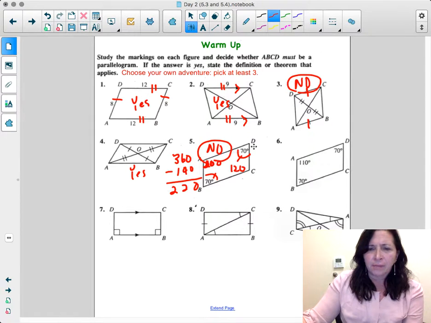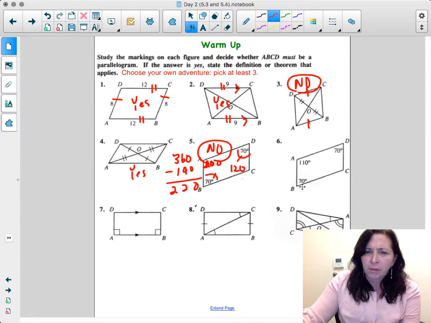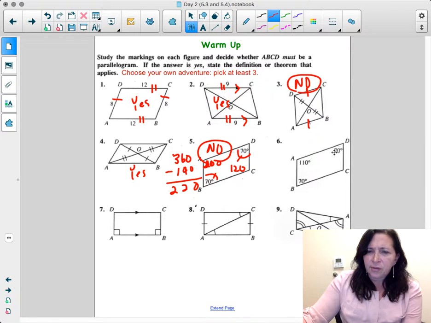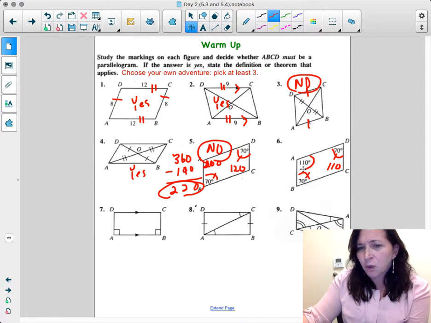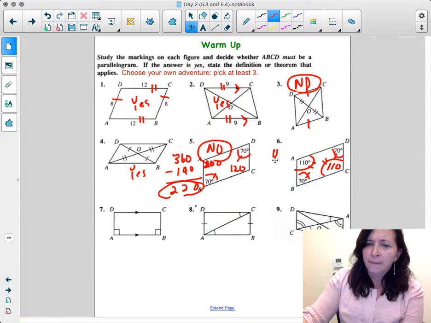For this problem right here, we do know from the previous problem that these two add up to 140, and they're already congruent opposite angles. But we also know that the balance of the angles is 220, which would make each of those 110, which would then make both pairs of opposite angles congruent, which would be a yes.